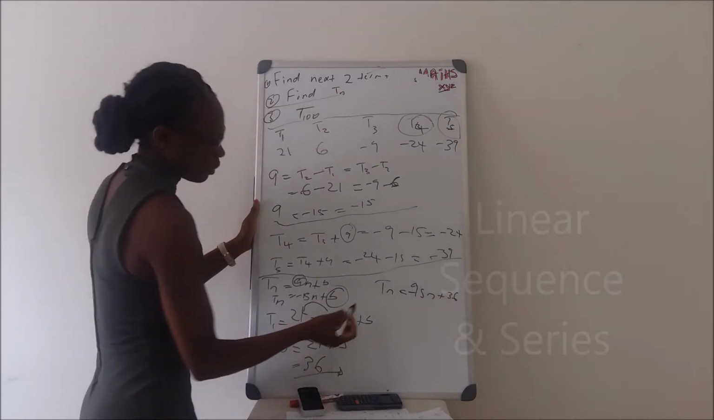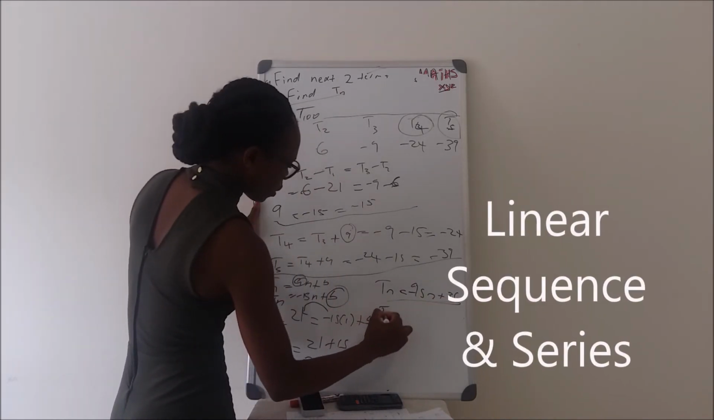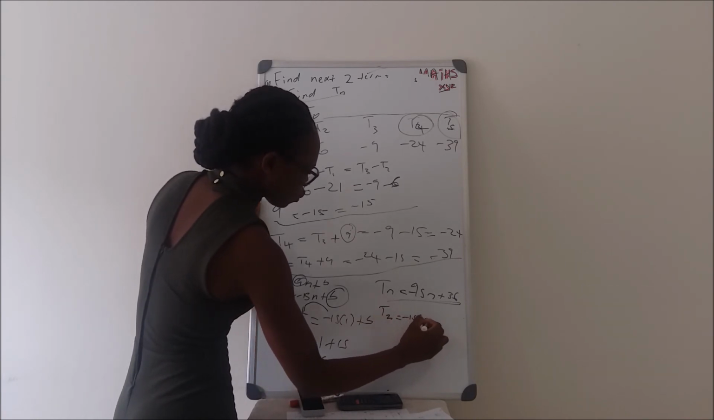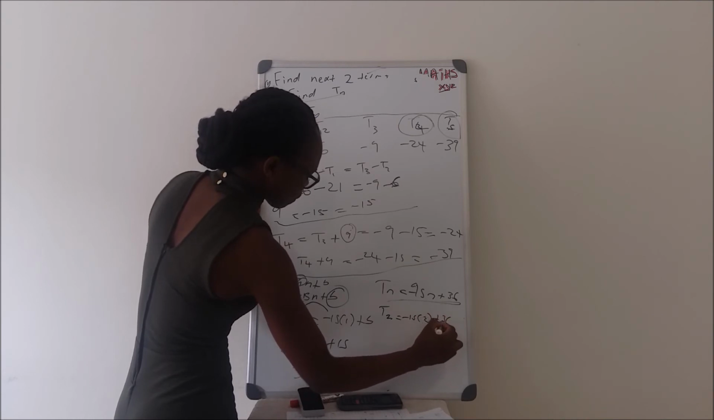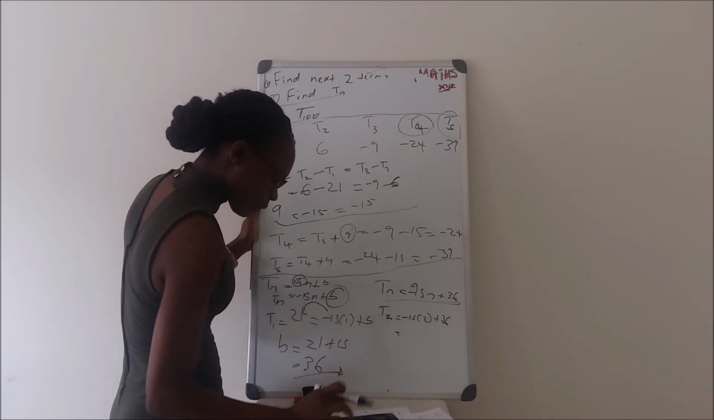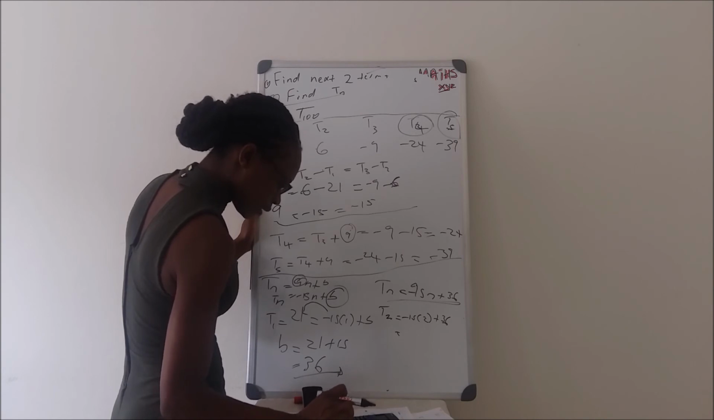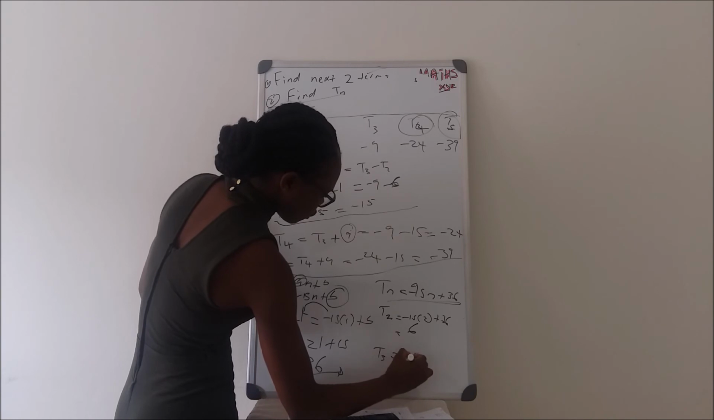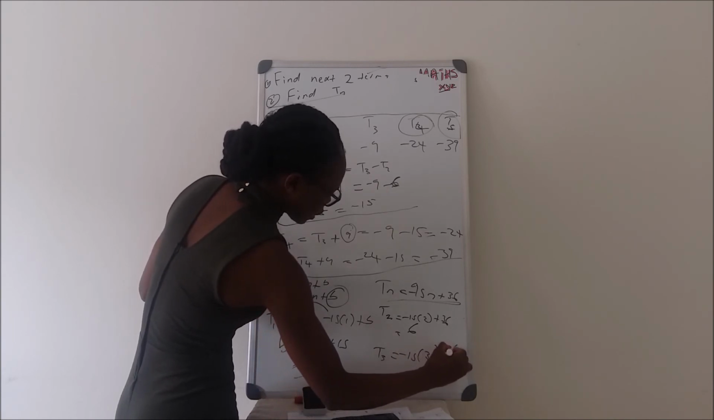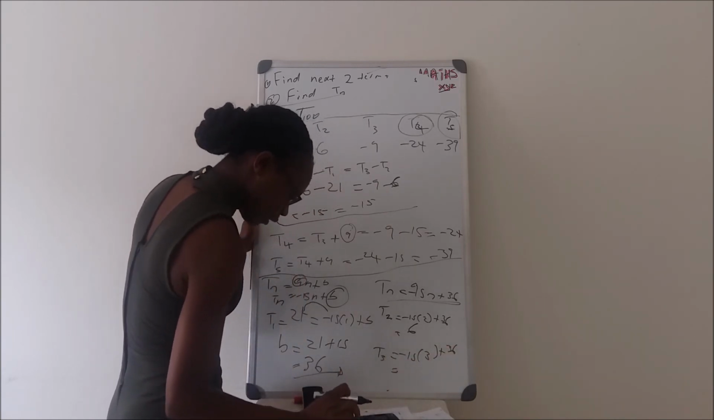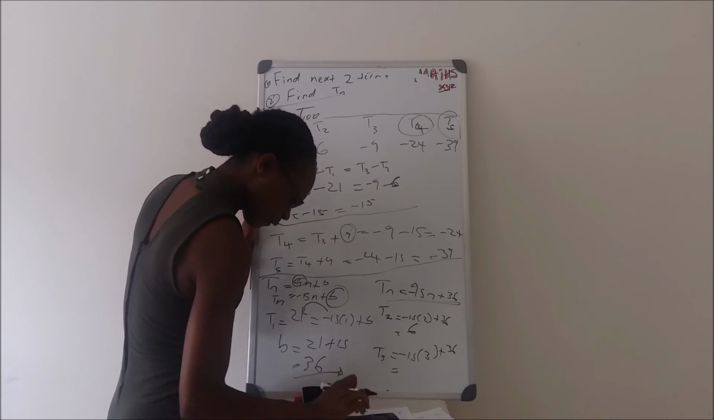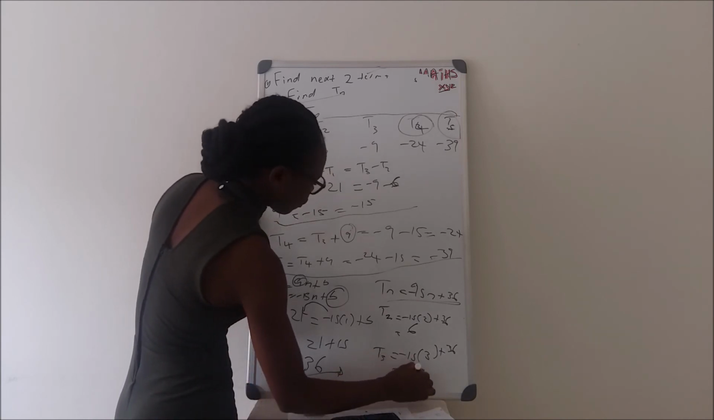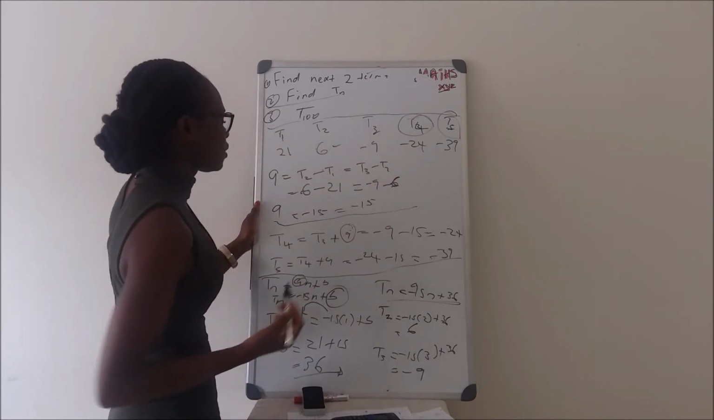Alright, let's see if this is the correct expression. By substituting 2, T2 will be negative 15 into 2 plus 36. So this will be negative 30 plus 36, which is 6, correct. And then T3 would be negative 15 by 3 plus 36, so this will be negative 9, correct. We got negative 9 and we got 6.